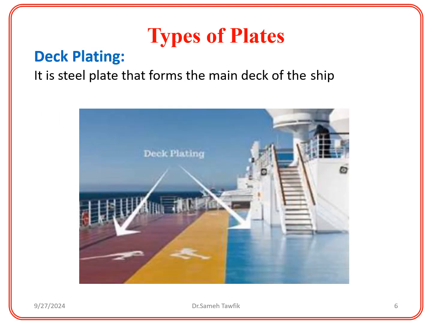Now that we understand the basic concept of plates, let's explore a specific type, deck plating. This is the steel plate that forms the main deck of the ship. It's the surface you walk on when you're aboard a vessel. As you can see in the image, deck plating covers the entire upper surface of the ship. It's a crucial component that provides a strong and stable platform for the ship's superstructure.